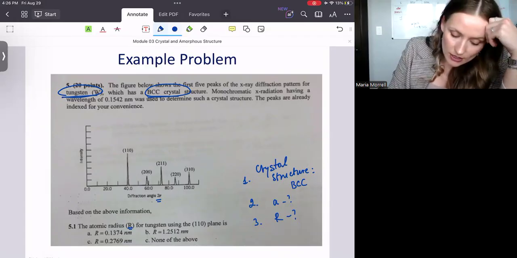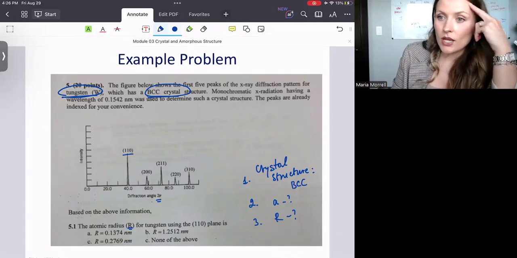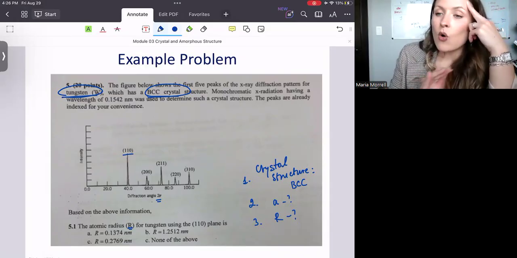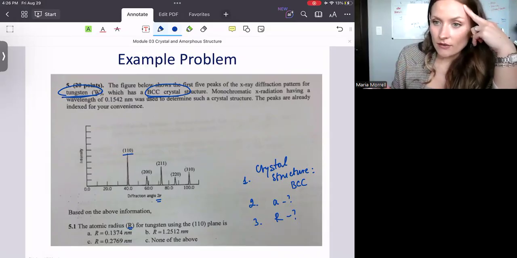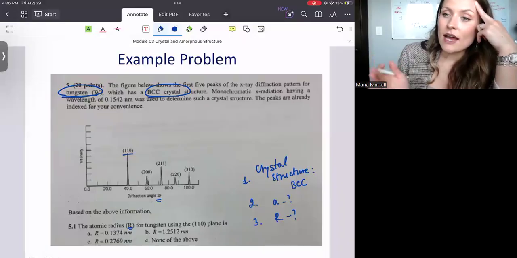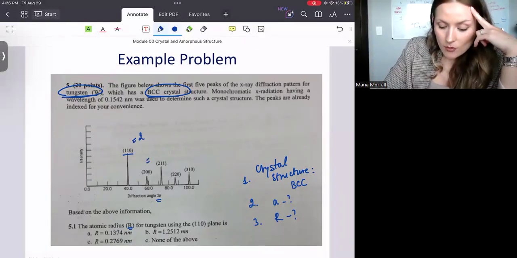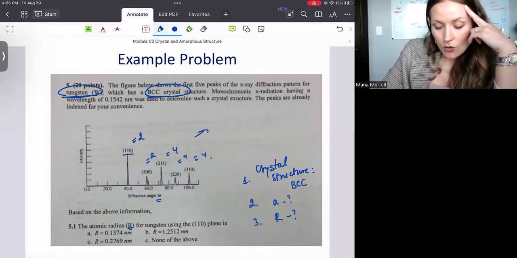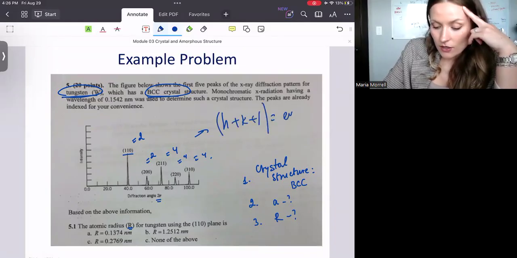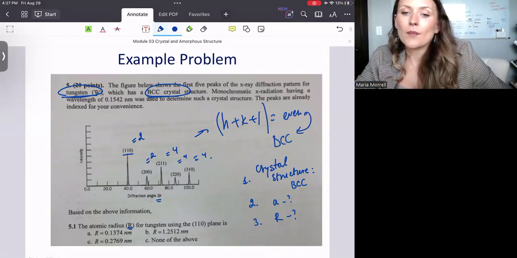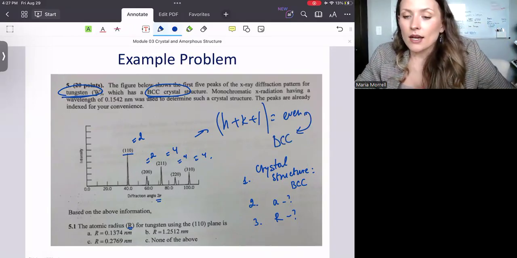Well, because you will look at this and you will say, okay, 110. For FCC, the indices all have to be either odd or even. A 110, you already have odd and even, but the sum of it will give you 2, the sum of 4, and the sum of 4. And that's how you'll say, okay, well, I actually have here h plus k plus l equal to even, and that means I actually have BCC, right? So that would be a bit more interesting.